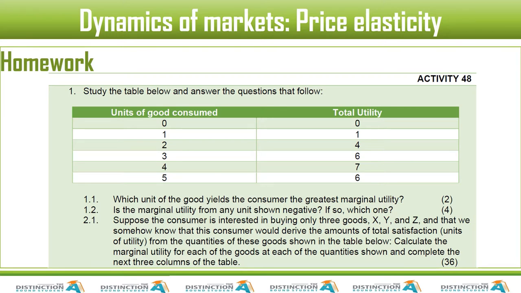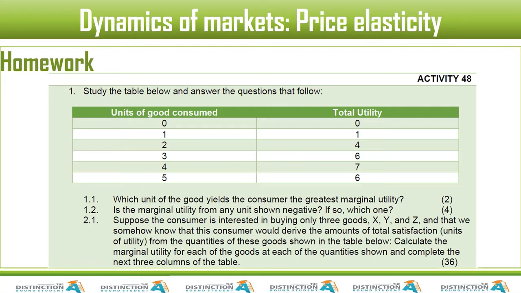Well, as you can see here, we have units of goods consumed. So that's quantity 0, 1, 2, 3, 4, and 5. And then the total utility that is being gained from the consumption of each of the goods. Consuming good number 1, total utility will be 1. So that means marginal utility is also 1. Consuming good number 2, total utility goes to 4. That means marginal utility is 3.